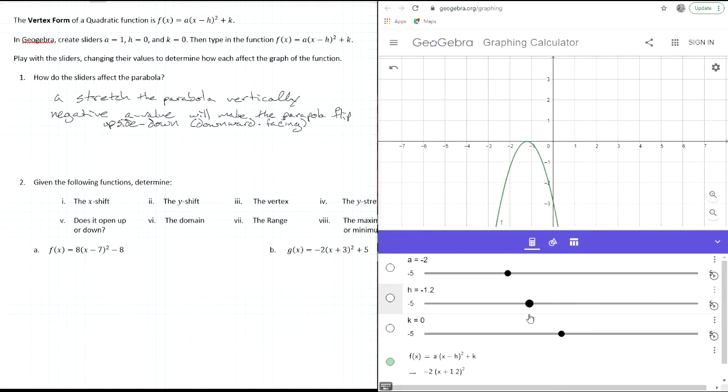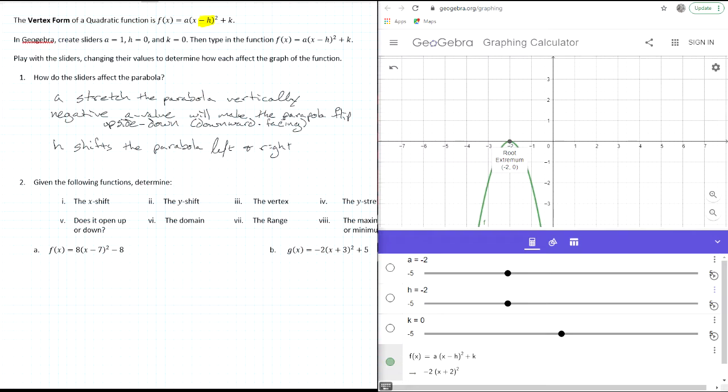If I go to the left, if h is -2, then the vertex is at -2, 0. So h shifts the parabola left and right. We do want to note that this is a minus h in the form that we put. And so that means if h is negative, it shifts it to the left.